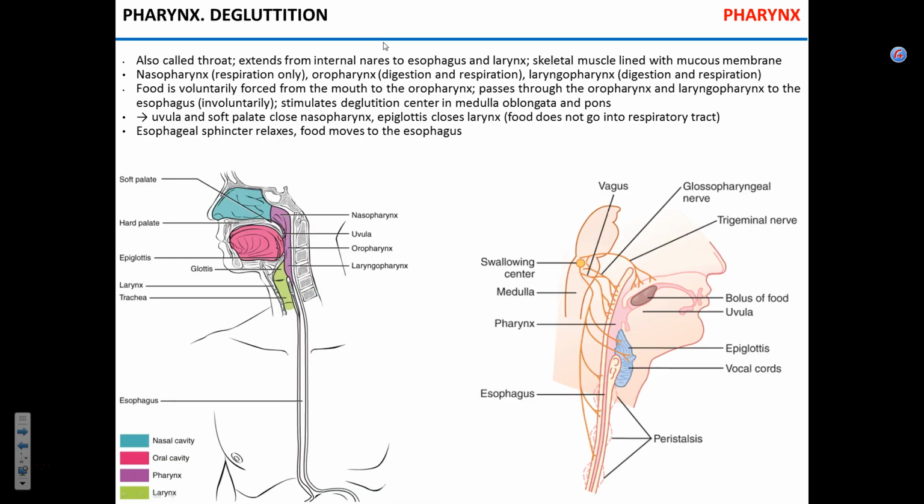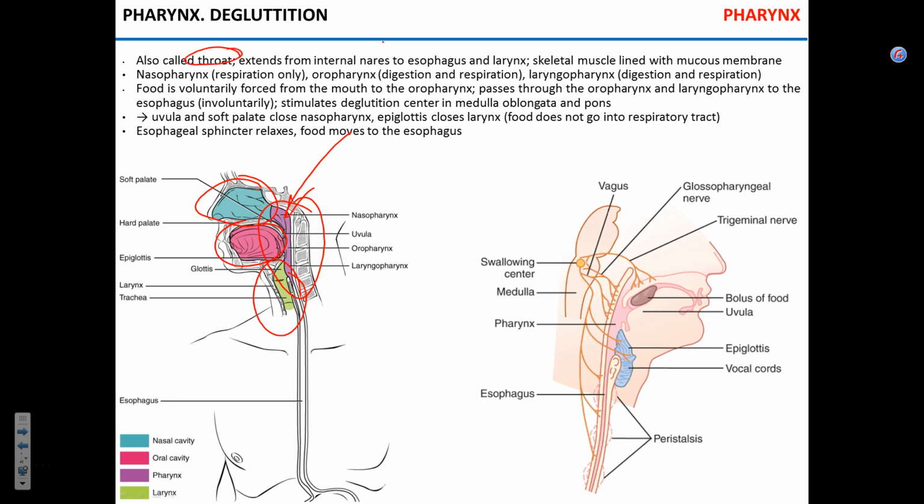And here we enter into the pharynx. The pharynx is shown in basically the purple color here, and it is bound by the nasal cavity, oral cavity, and larynx. So the pharynx, we know it as the throat.